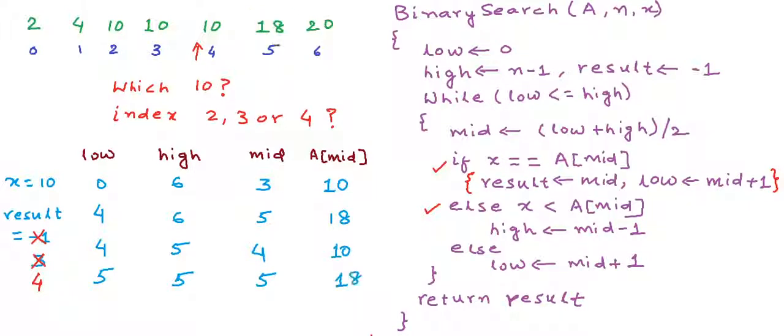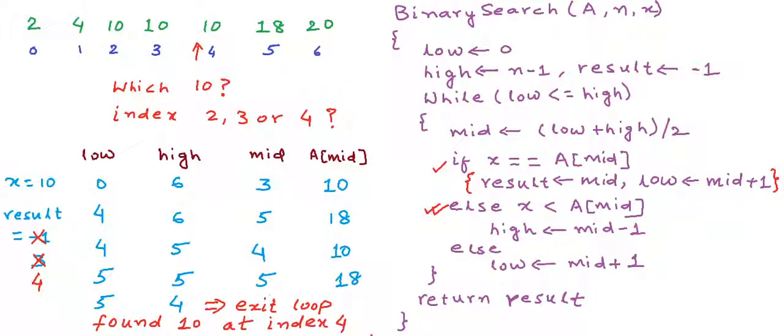Now 18 is greater than 10, so we will once again go to this particular condition. So low is still 5 and high becomes 4 now. Now this is not a valid search space, this is not a valid segment. Low less than or equal to high condition fails, so we will exit the while loop, and our game is over. We return whatever we have in the result. So we will say that found 10 at index 4.